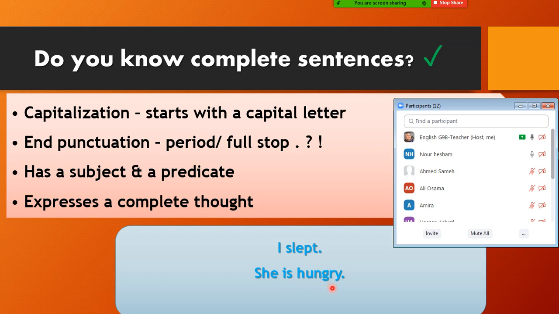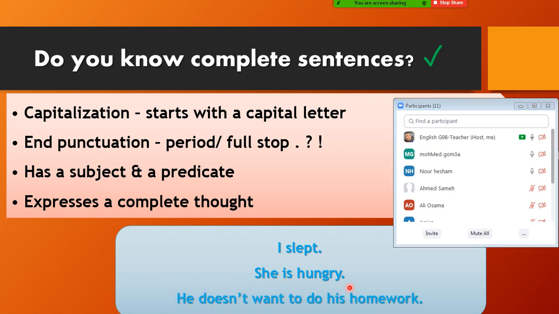And what about "hungry"? Noor, what about "hungry"? "She is hungry." Hungry is an adjective, excellent, because it describes the subject, "she", the pronoun, right? I'm describing her. When I ask about "is hungry", all of it, this is the predicate of the sentence. Okay. Fine.